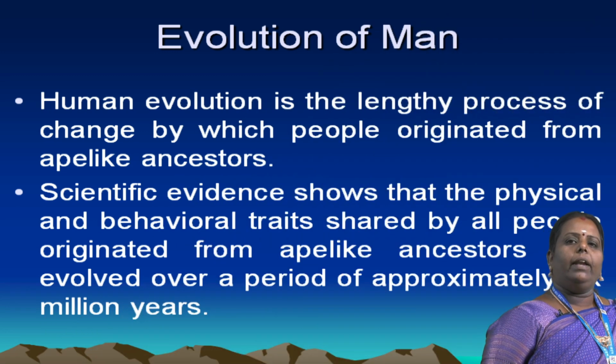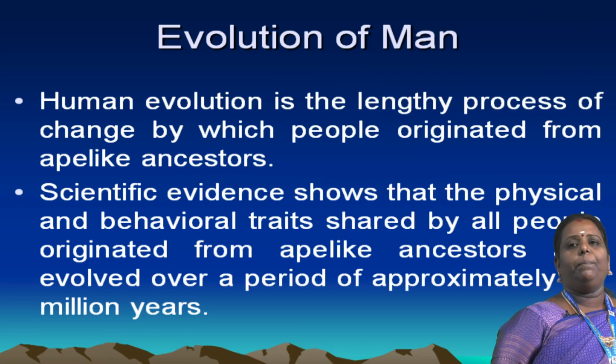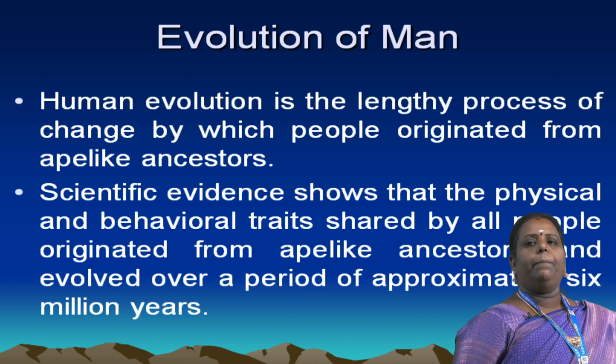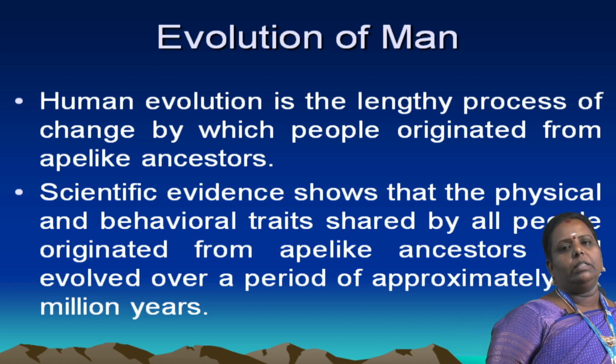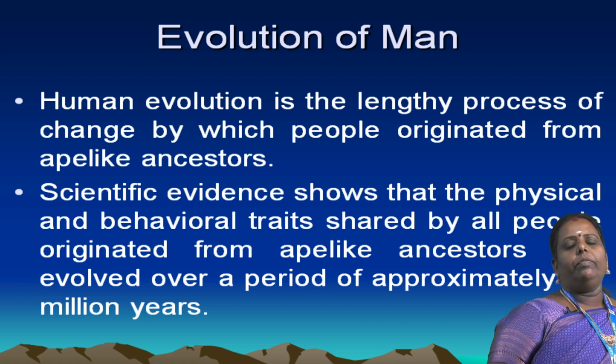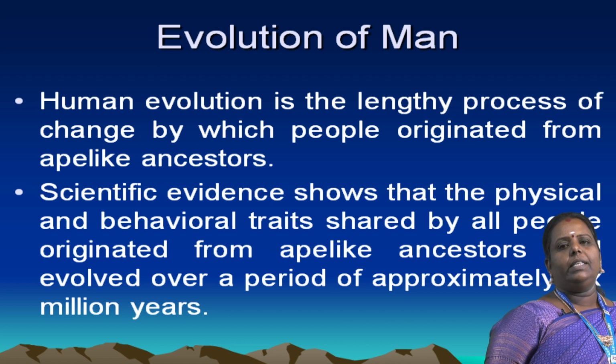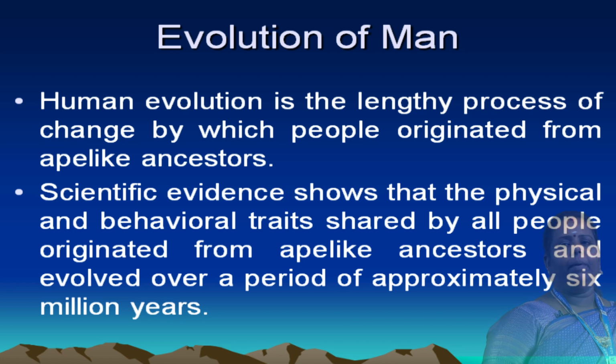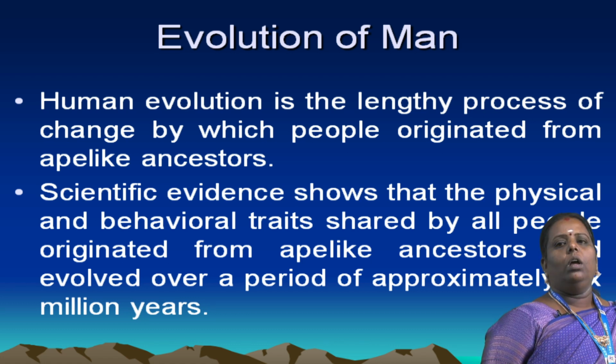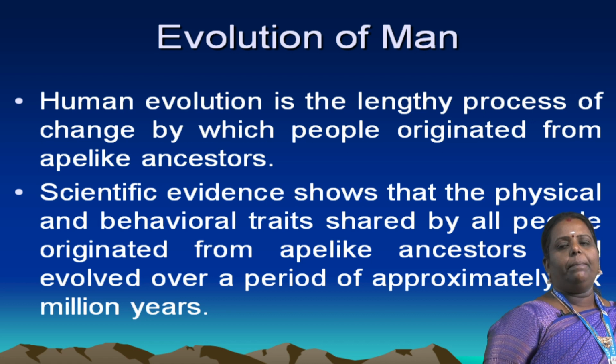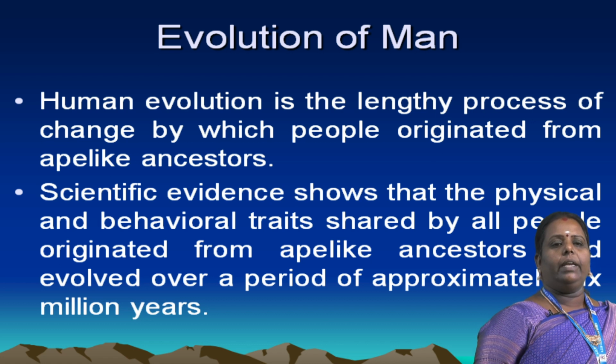Evolution of man, the human evolution, is the lengthy process of change by which people originated from the ape-like ancestor. Already I told you, ape-like characters we also have. Scientific evidence shows that the physical and behavioral traits shared by all people originated from an ape-like ancestor and evolved over a period of approximately 6 million years. We know about the ape character, not in years, crores of years, that is 6 million years ago.